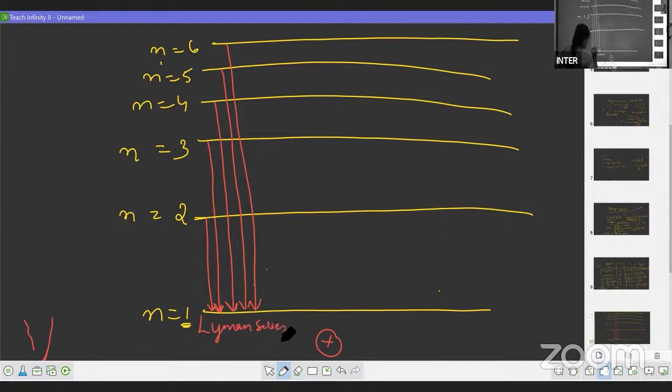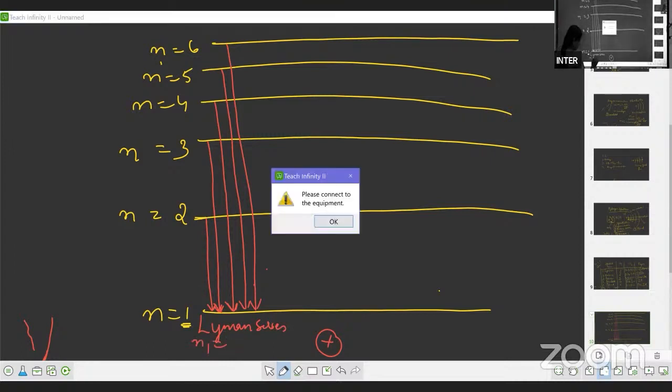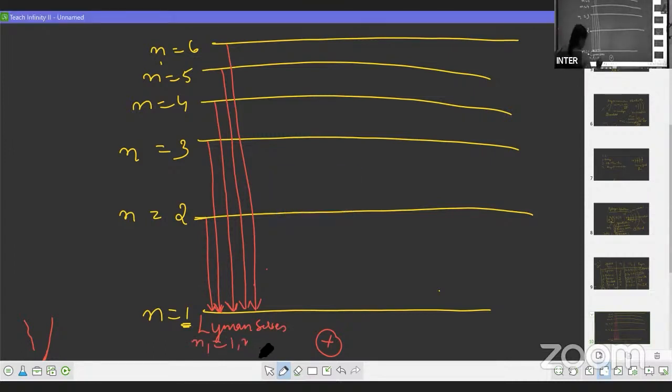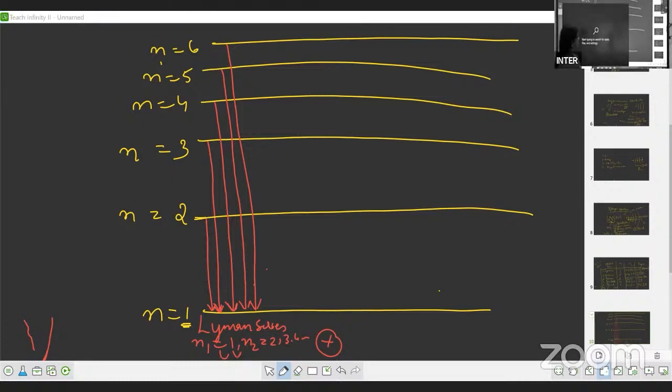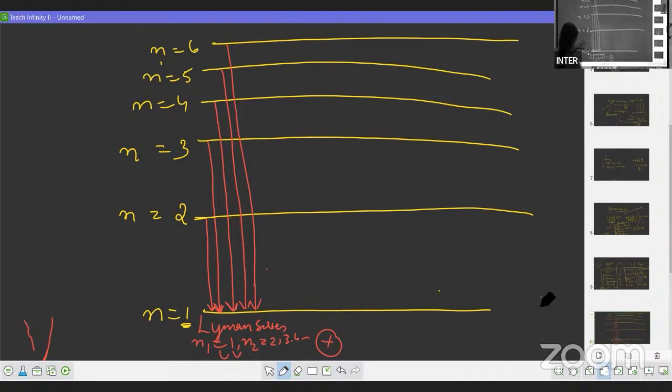Lyman series. यहाँ पे N1 की वैल्यू क्या है? N1 equals to 1. So what is N2? N2 is equals to 2, 3, 4 and so on. Electron here is coming from higher state to lower state.